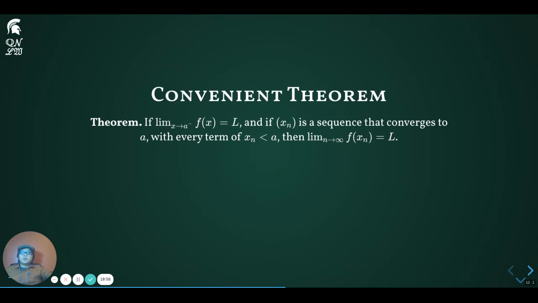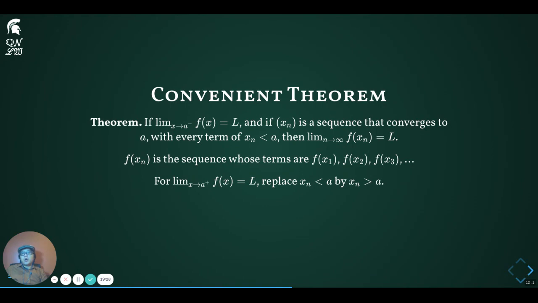You've already used a version of this in Calculus 2, where you said that if a function converges to 0 at infinity, then the sequence with x sub n equals n, f of n, converges to 0 at infinity. This theorem is very similar. Notice that f of x sub n is a sequence. Its terms are f of x1, f of x2, f of x3, and so on.